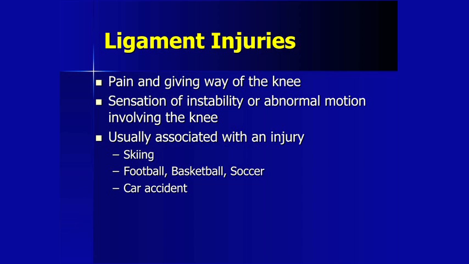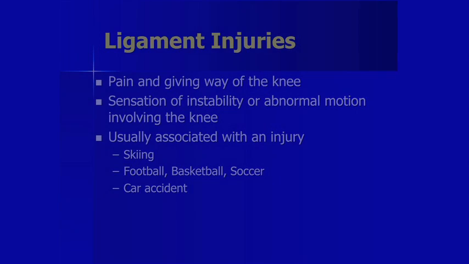So ligament injuries can be associated with pain and giving way of the knee. There can be a sensation of instability or abnormal motion involving the knee. It's usually associated with an injury such as skiing, a sports injury, football, basketball, or soccer, or a motor vehicle accident, which can be high energy and may involve multiple ligament injuries, like ACL, PCL, and collateral ligaments.